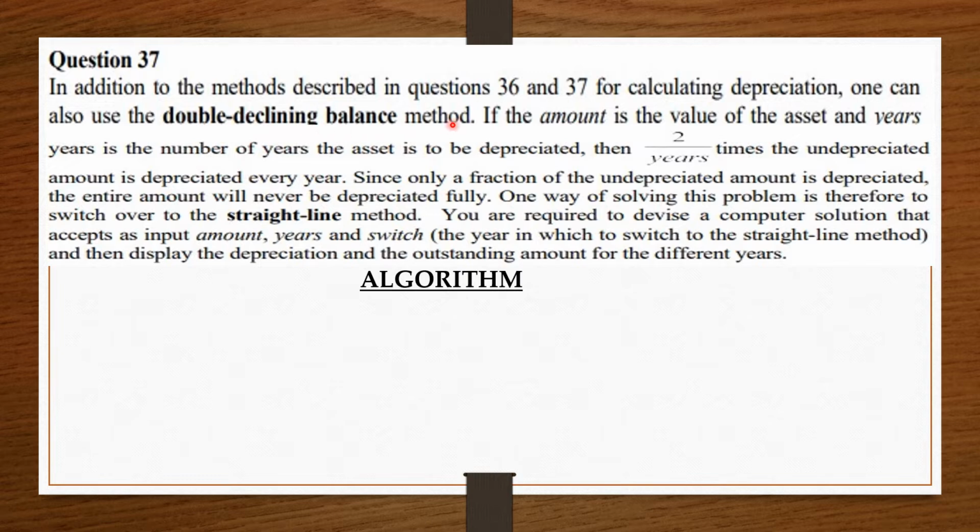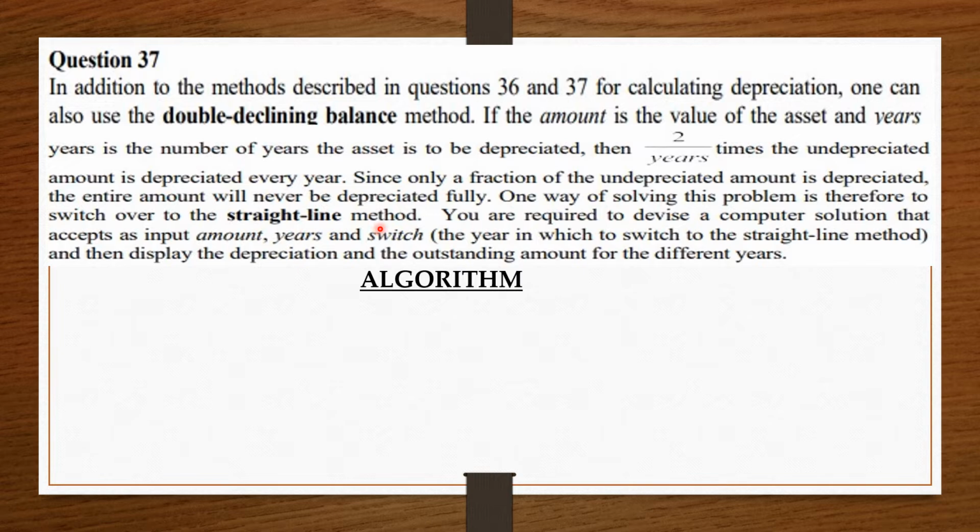If amount is the value of the asset and years is the number of years the asset is to be depreciated, then 2 over years times the undepreciated amount is depreciated every year. Since only a fraction of the undepreciated amount is depreciated, the entire amount will never be depreciated fully. One way of solving this problem is therefore to switch over to the straight line method.